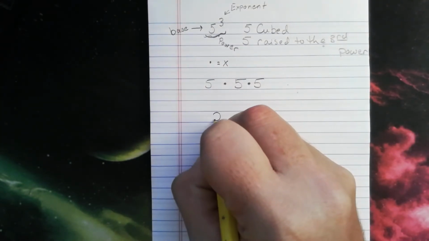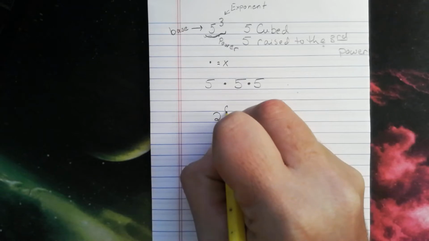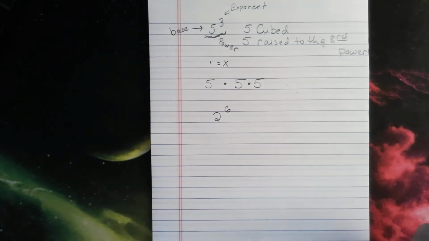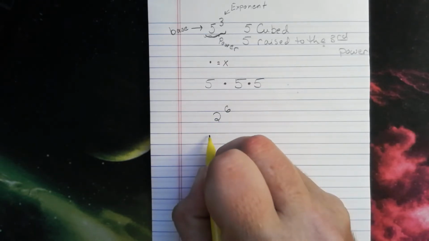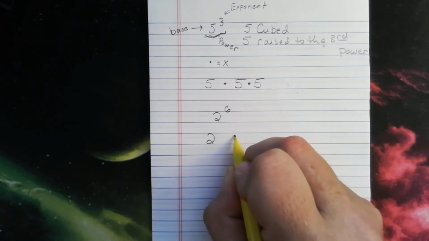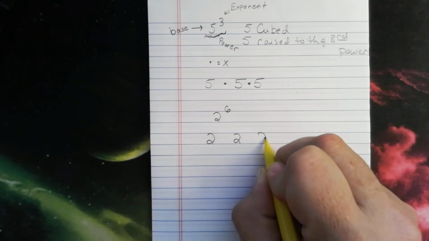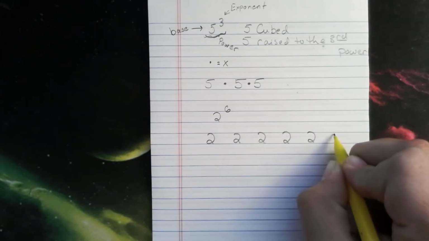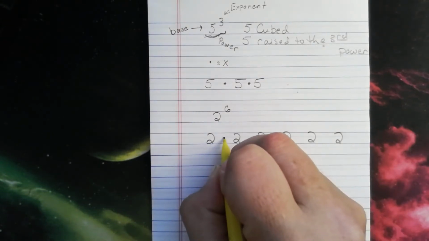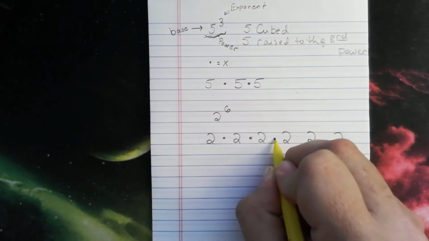Now, as we continue down this idea, let's write another one. Let's do 2 raised to the 6th power. So the way I remember this is that I need to write the number 2 6 times. So it's going to be 1, 2, 3, 4, 5, 6. And in between each, we're going to put a multiplication dot.